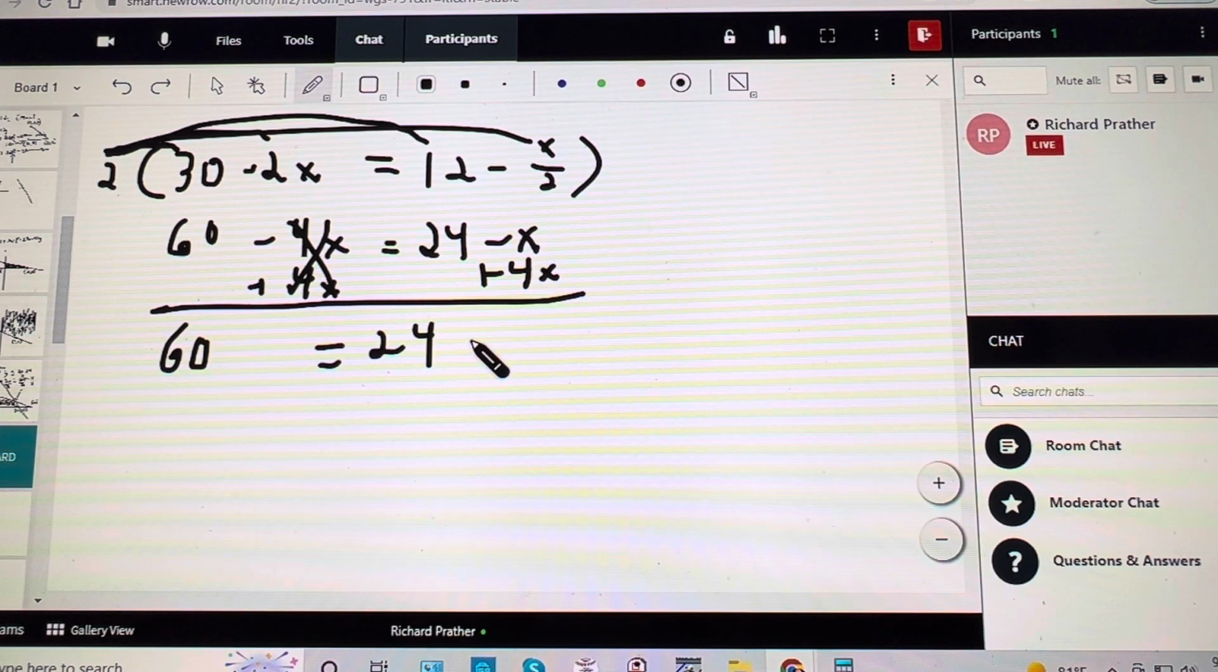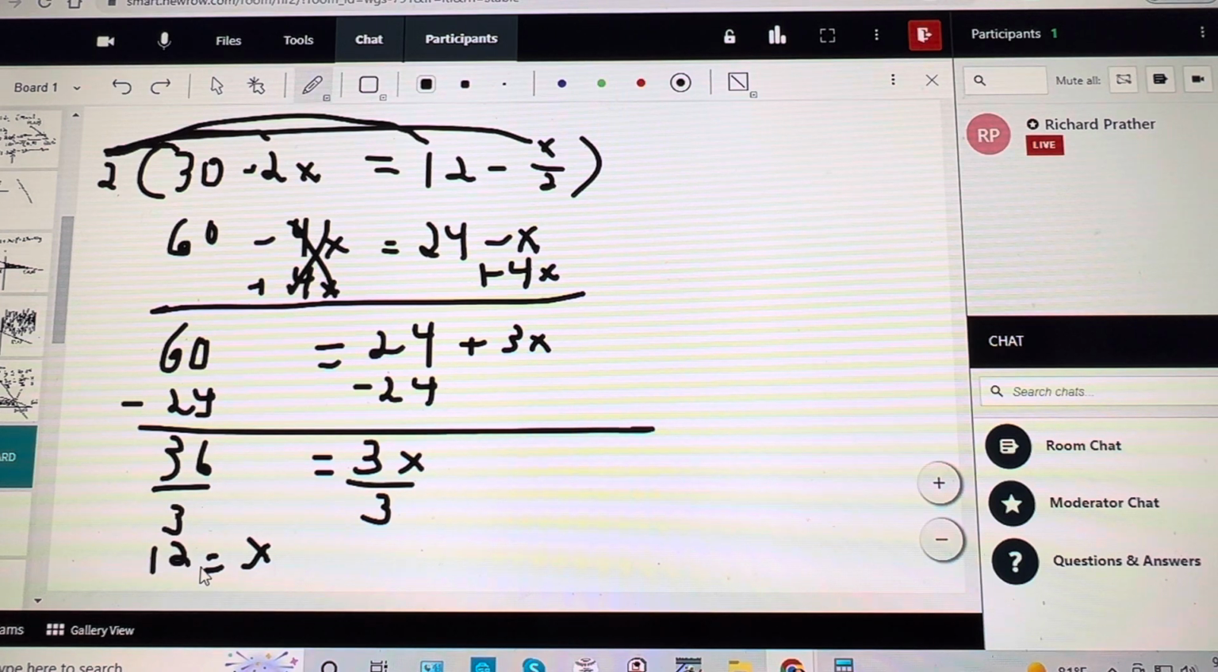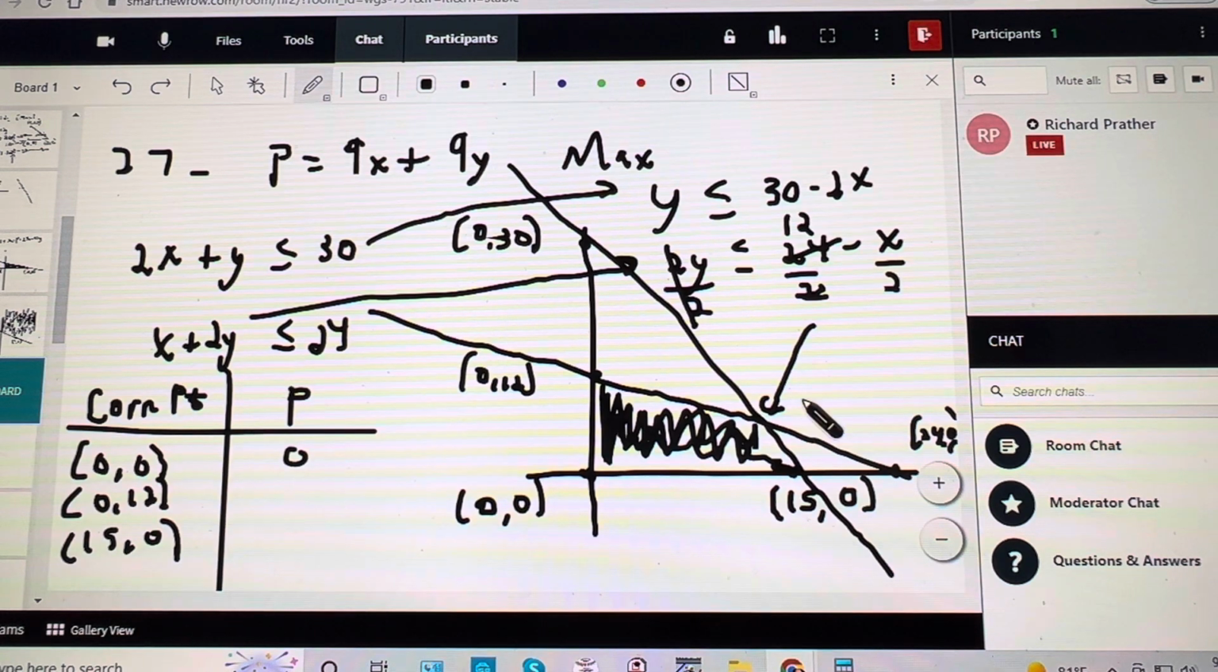Negative x plus 4x is 3x minus 24. 36. Divide by 3, x is 12. So that corner point has an x of 12. And these should come out evenly all the time for these word problems.